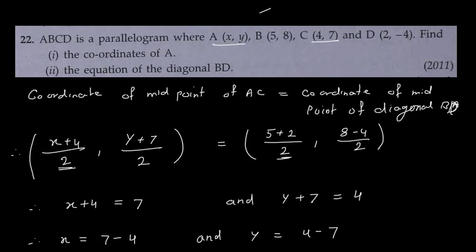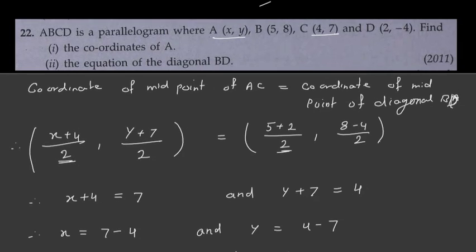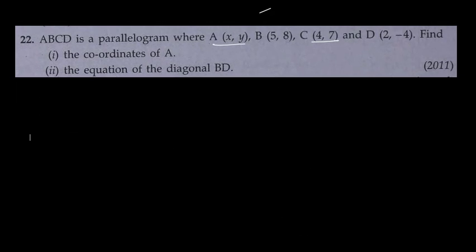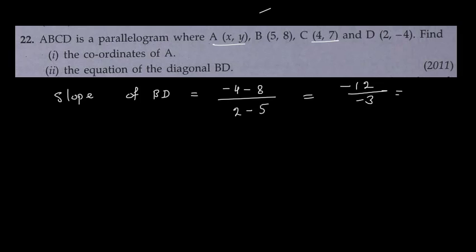The second part is the equation of diagonal BD. We have to find the equation of diagonal BD. Now you have done this part, so I will remove it here. For getting the equation of diagonal BD, we should know the slope of BD. So the slope of BD is (-4 minus 8) divided by (2 minus 5), which is minus 12 divided by minus 3, which is equal to 4. So the slope of BD is 4.